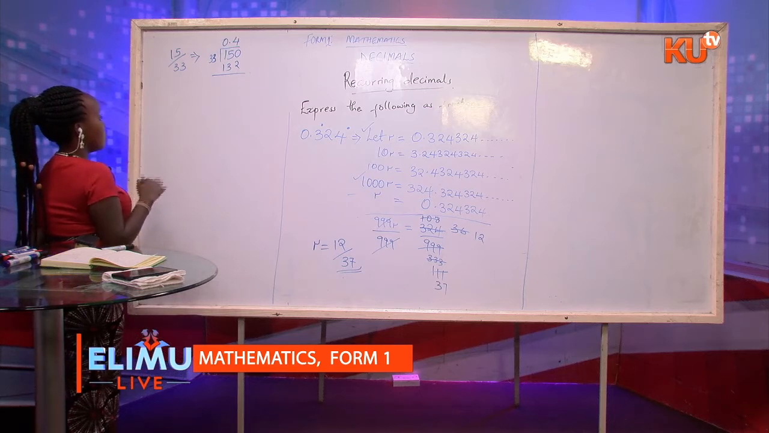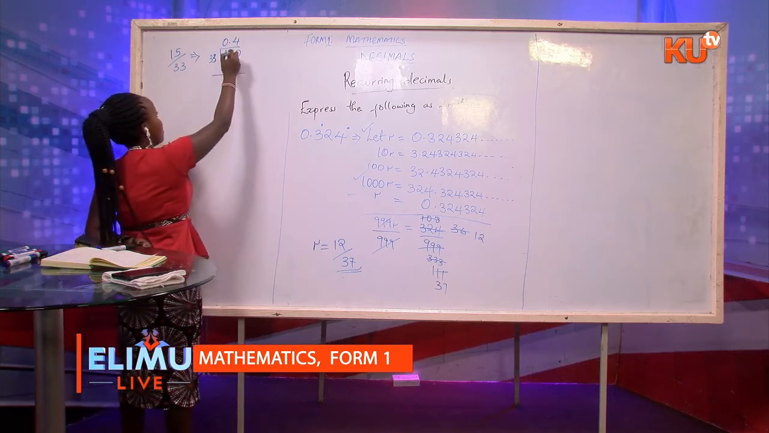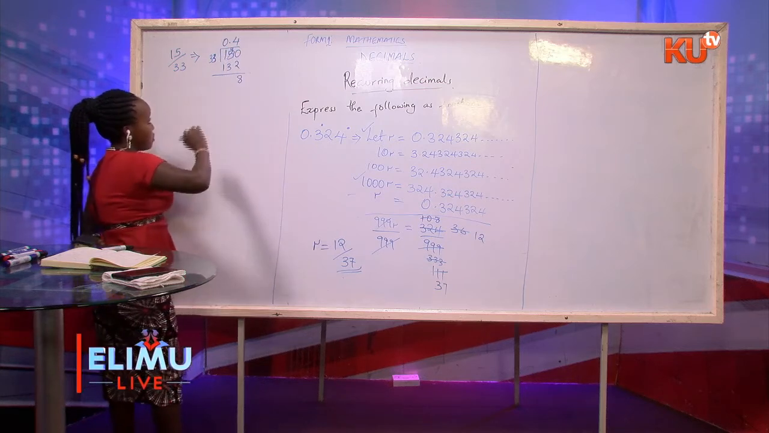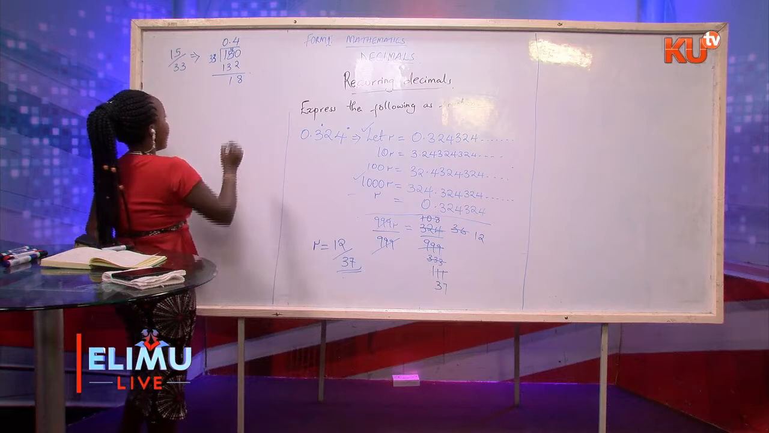Then if we subtract there, we'll borrow 1 here to remain 4. This will be 10. 10 minus 2, this will be 8. 4 minus 3, this will be 1. Then we add another 0.